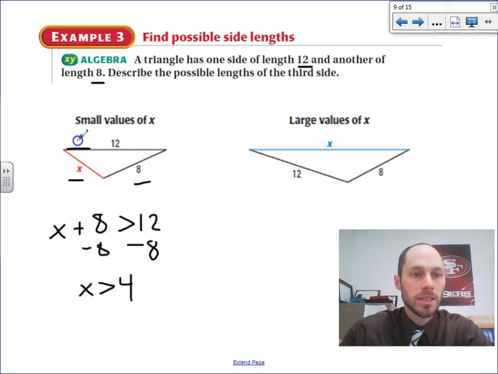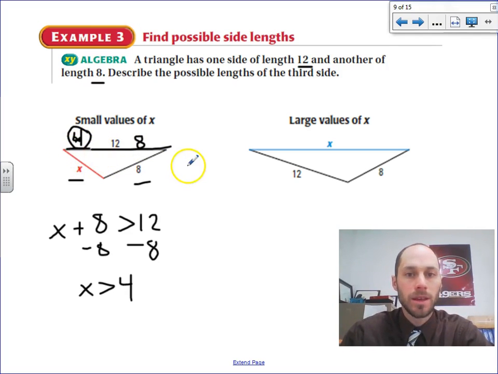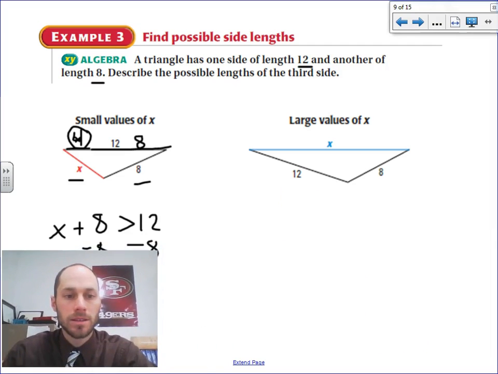So we have x plus the remaining 8. So we know if it's 4 and 8, this side's got to be a little bit more than 4, otherwise they're stacked right on top of each other. Then finding the largest value of x. Let's see, so 12 plus 8, these two sides, the other two sides have to be greater than x.